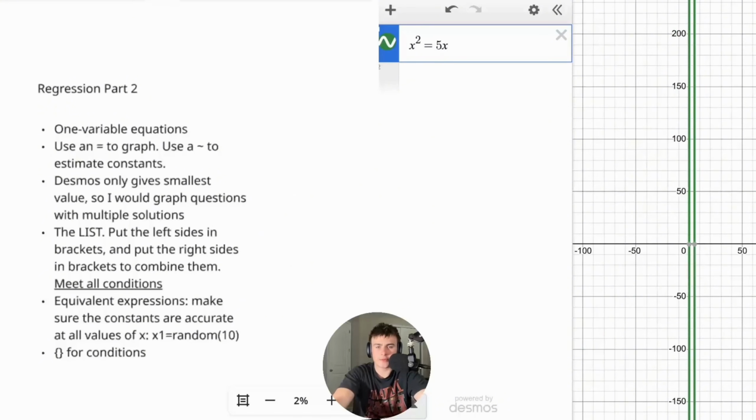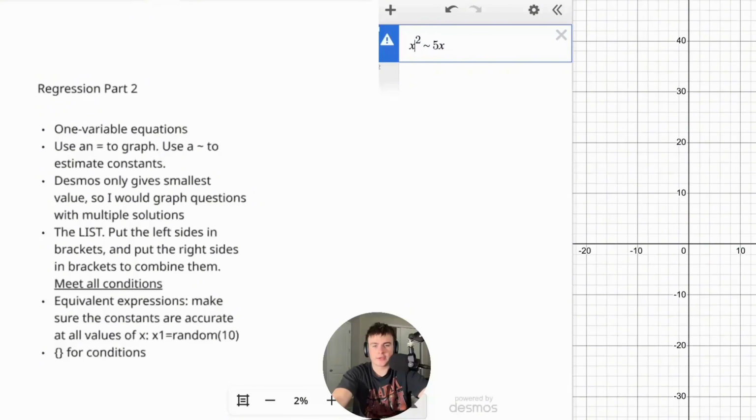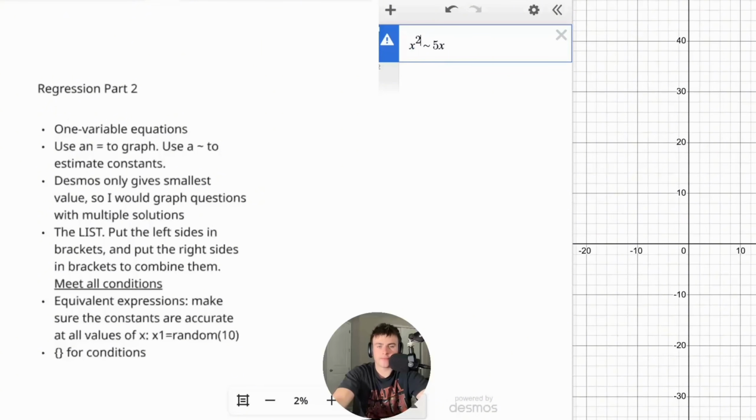I don't really know what a good example is here, but maybe, yeah, like this. Let's say it asks for like the biggest solution, then you're screwed here because if you do a tilde, it's just going to give you like the smallest possible value, which is 0. So if you're looking for the biggest value, you're cooked because it's not going to give it to you, right? So you would have to graph it. It only makes sense. You put a graph here, that's it.